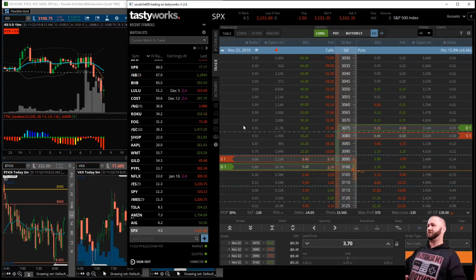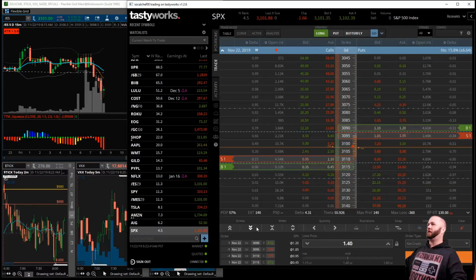So there's more advantages to the SPX over it, right? Cash settlement is one of the major things. You're not worrying about assignment. Okay. Let's see.